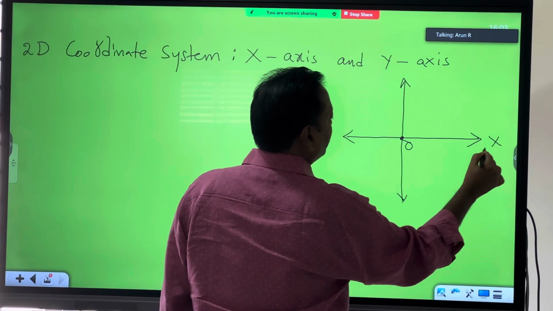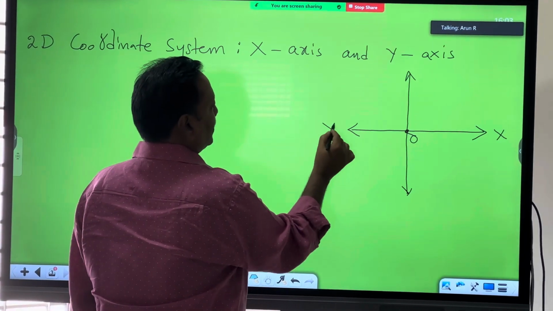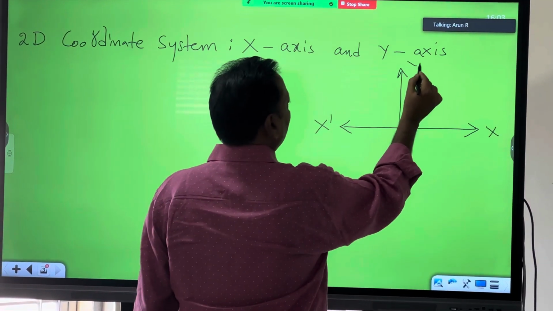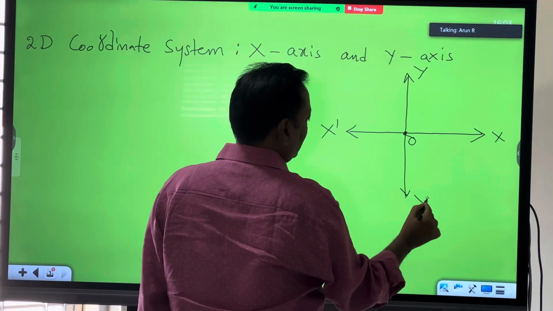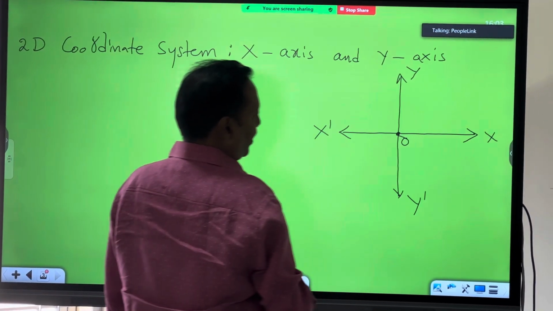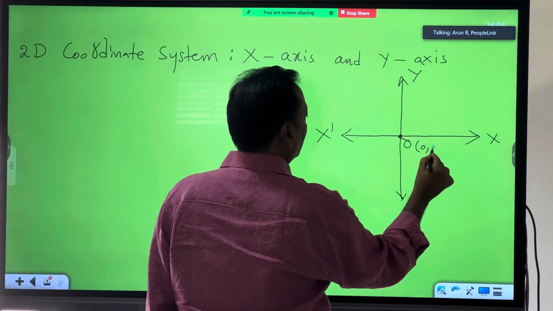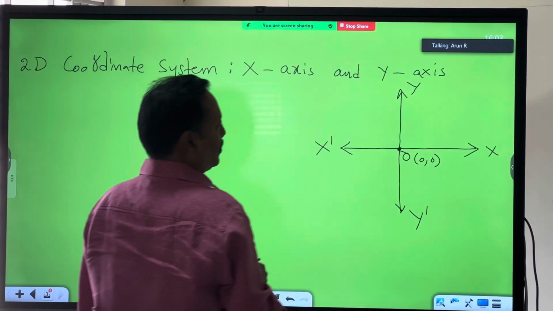This is the positive part of x-axis. This is the negative part of x-axis. Again, this is the positive part of y-axis. And this is the negative part of y-axis. And all of you know that the coordinates of origin are 0, 0.